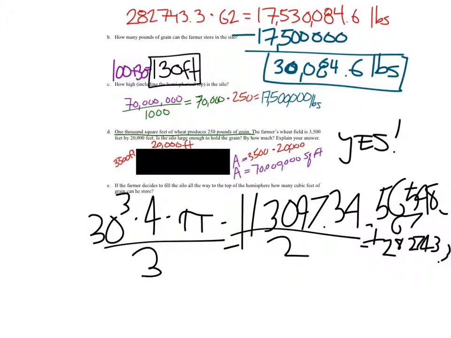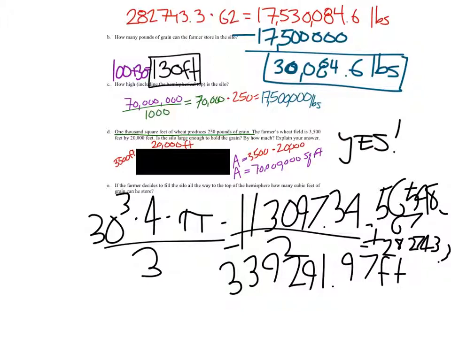Which gives us a total of 339,291.97. Oh wait, hold on. Feet cubed. Boom. Science. There we go. Excellent work.